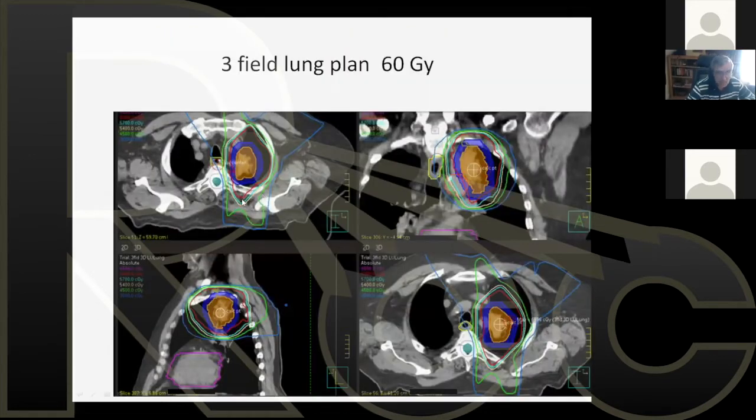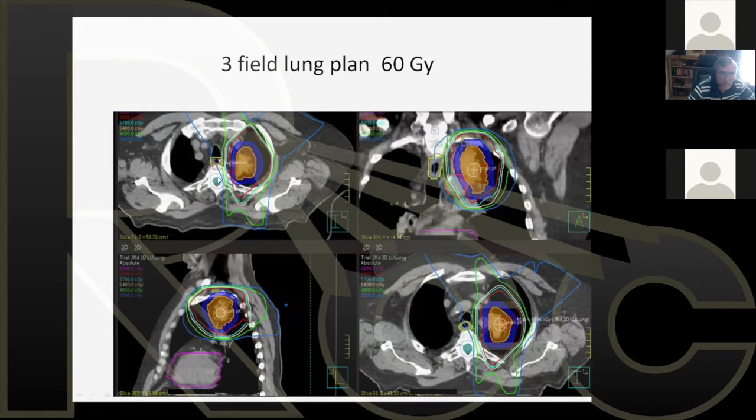Here is a typical 3D plan, and it shows the GTV, CTV in the center here. In blue, all around it is the PTV, that's the margin that the doctor included to take into account all the uncertainties. And then you see the dose lines. The red one is the prescription of 60 gray. And you can see where this field and this field are coming in.